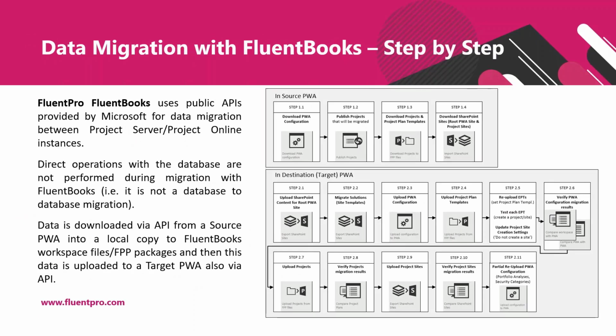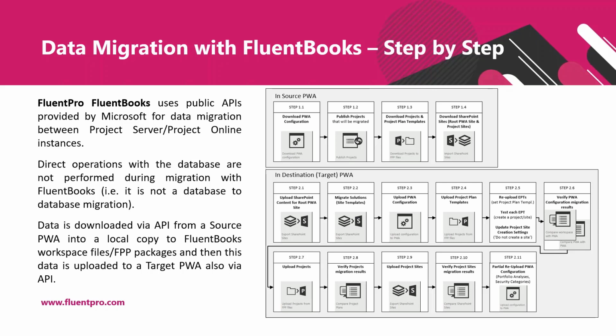FluentBooks is a desktop application that uses public APIs provided by Microsoft, like PSI, SysOM, OData, SharePoint Foundation RPC protocol, SharePoint 2013 Web Services, for data migration between Project Server on-premises and Project Online. Direct operations with the database are not performed during migration with FluentBooks. So it's not a database-to-database migration or database upgrade.